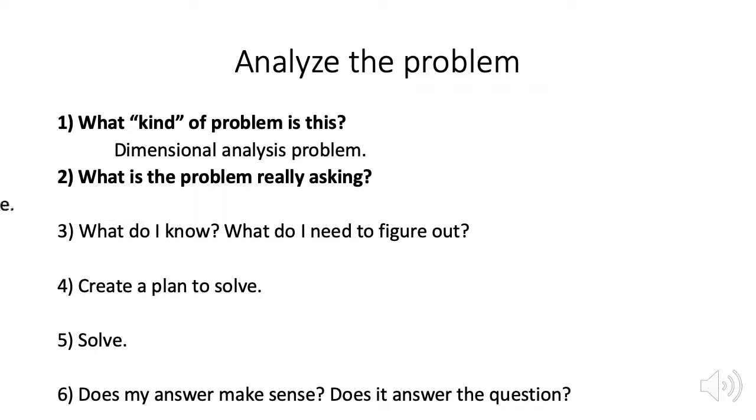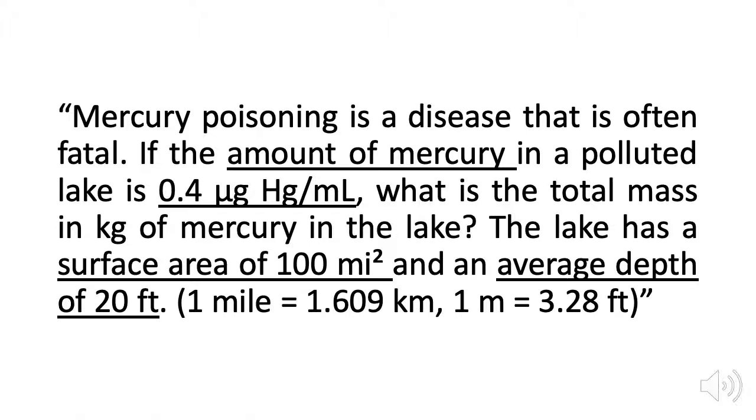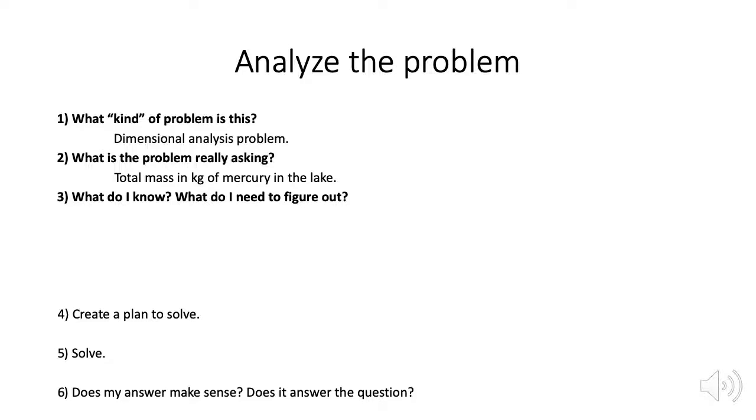Well, let's figure out what I know and what I don't know. So I know this ratio of 0.4 micrograms of mercury per milliliter of lake water. I know what the surface area of the lake is in square miles. I know the depth of the lake on average in feet. And then I'm given a couple of conversion factors. I'll probably also need to either know or look up a couple of additional conversion factors.